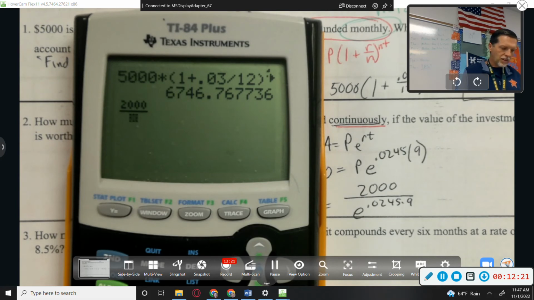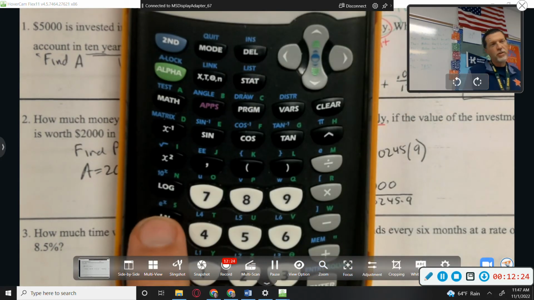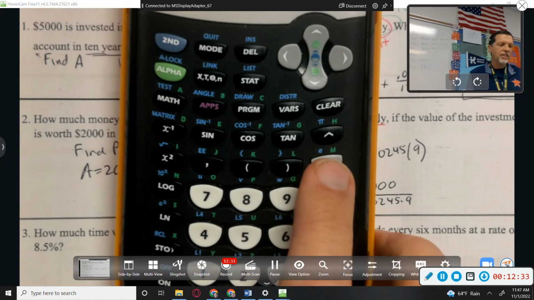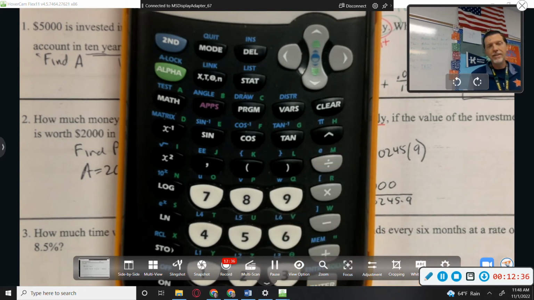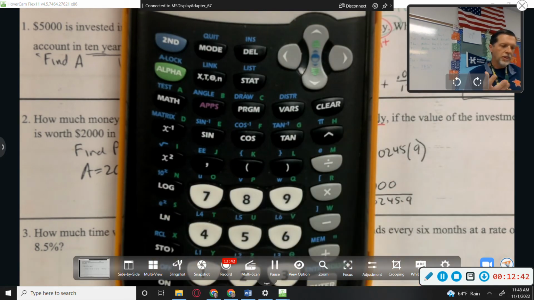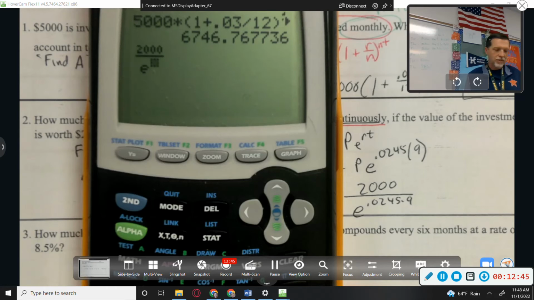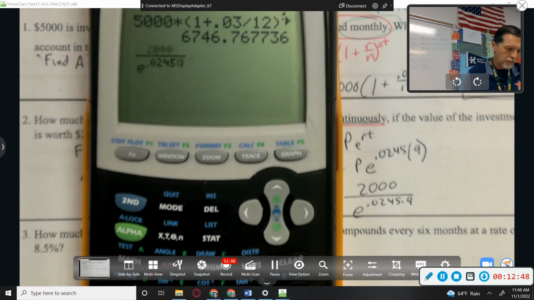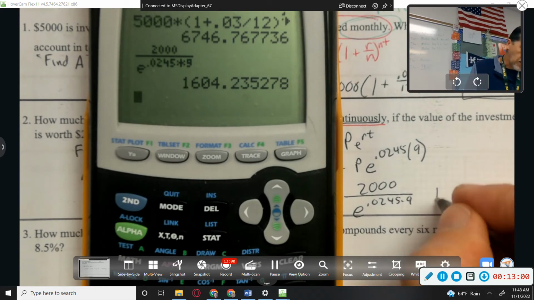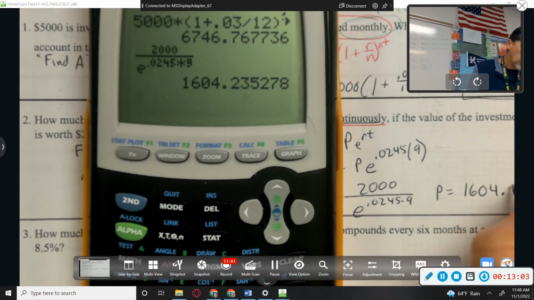There's 2 E buttons. One on the left has the built-in exponent, since most of the time e has an exponent. So that's usually the one we use. There's one on the right above the division sign that's just the letter, or the number e. You can use either one, but the one with the built-in exponent is probably the preferred one, because that's the one that saves you a little bit of time. 2,000 divided by e to the 0.0245 times 9. So I got the P to be 1604.24.